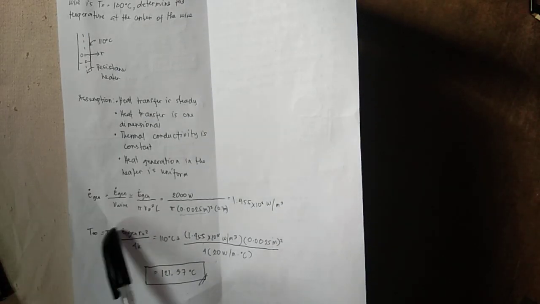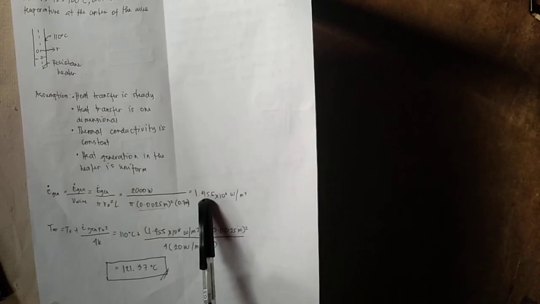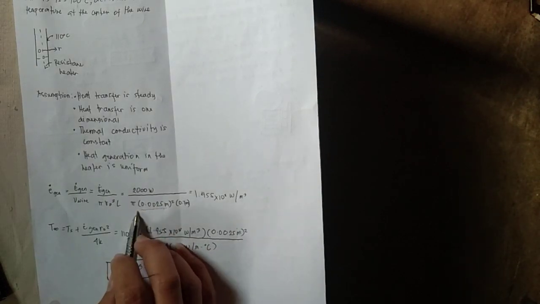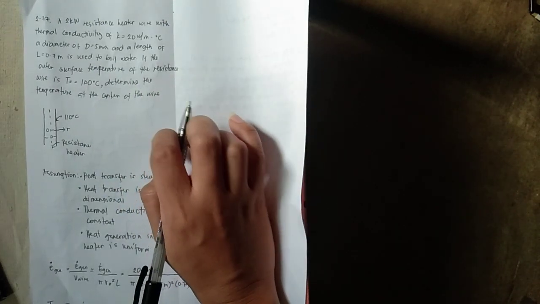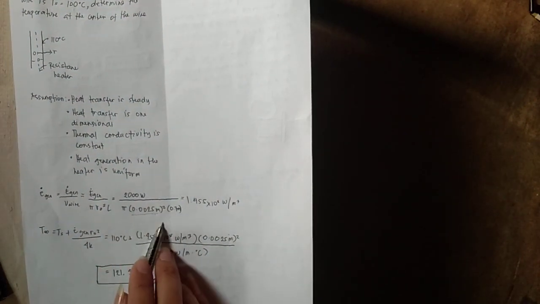E gen dot equals E gen dot over V wire, equals E gen dot over pi r squared times L. Then substitute 2000 watts over pi times 0.0025 meter squared times 0.7 meter, which is equal to 1.455 times 10 raised to the power of 8 watts per cubic meter. Note that 0.0025 is used because what we need is the radius, not the diameter. The diameter is 5 mm, so the radius is 2.5 mm, and converting it to meters gives 0.0025 meter.